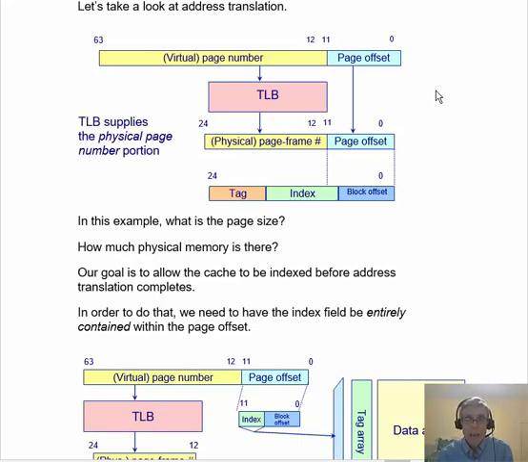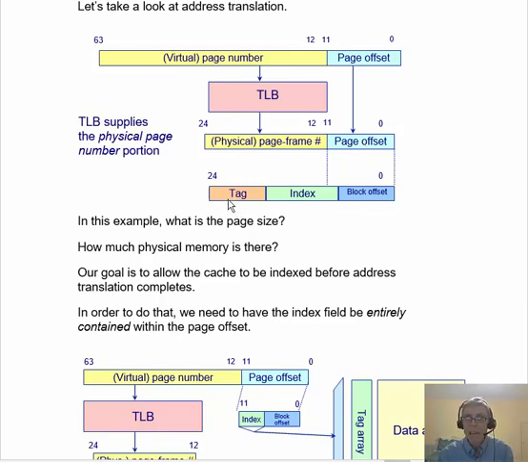Now we want to look at what happens when we try to do address translation in parallel with cache access. We start out with a virtual page number and a page offset. That's our virtual address format. Then the translation look-aside buffer translates the virtual page number to a physical page number, and the page offset is simply still the same after the address translation.